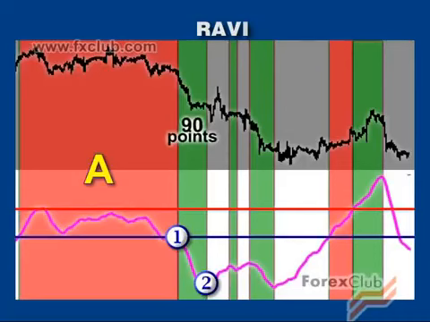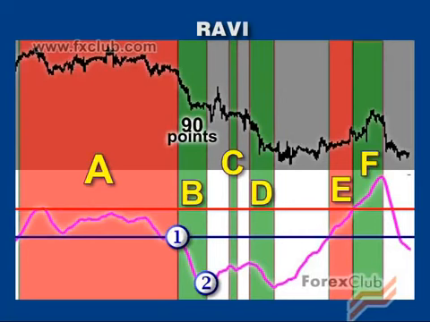That would have earned us 90 points. Zone B is a period of downtrend in which we can go bearish and turn a profit. In what follows, Zone C, D, E and F demonstrate successful and not so successful market entry and exit points. In my opinion, one advantage of Ravi is its ability to identify trading ranges, which we have marked in red.